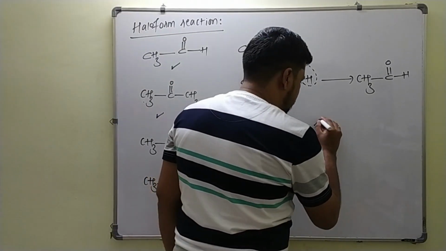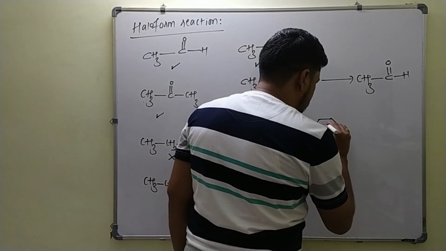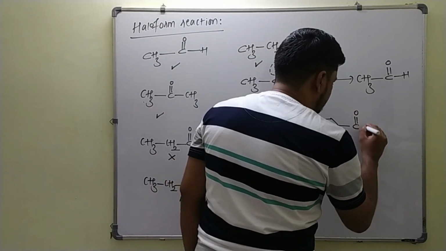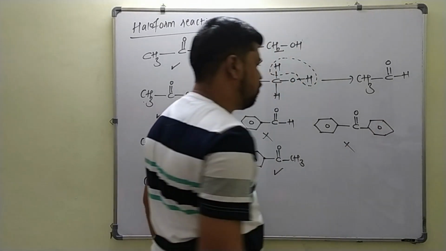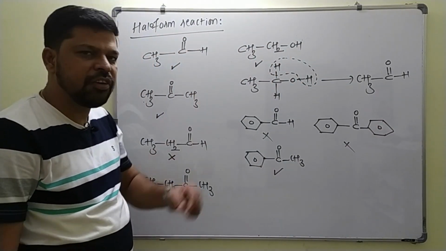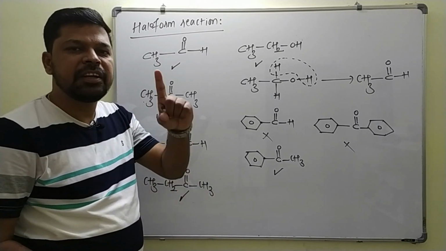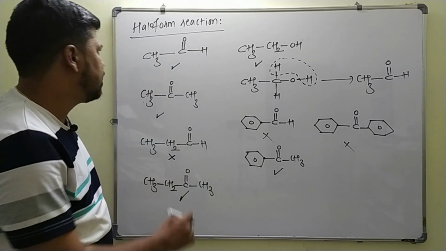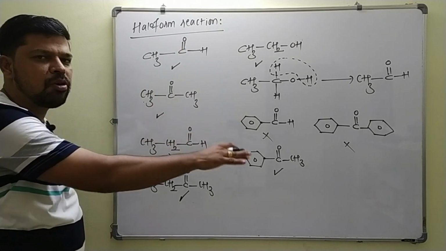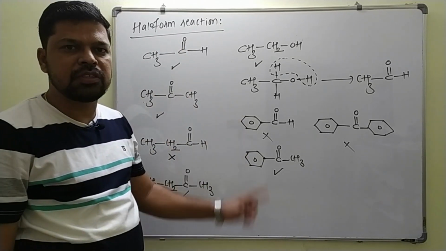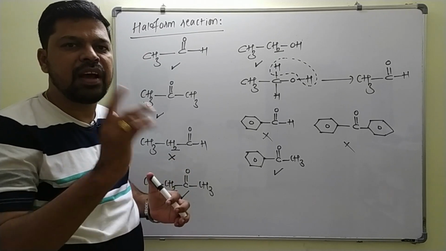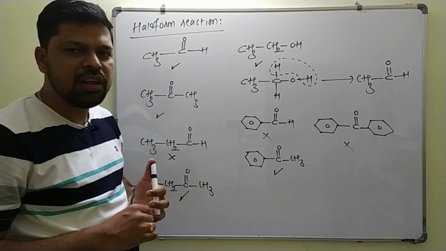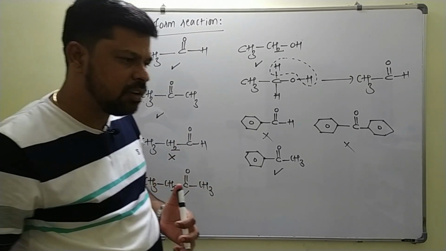Next, if you take benzophenone, here no methyl group is connected to the carbonyl group, that's why again it will not undergo haloform reaction. So one thing you keep in mind, only the aldehydes and ketones in which a methyl group is connected to the carbonyl group will undergo haloform reaction to produce the haloform and the sodium salt of a carboxylic acid having one carbon atom less than the aldehyde or ketone. We will see the reaction now.